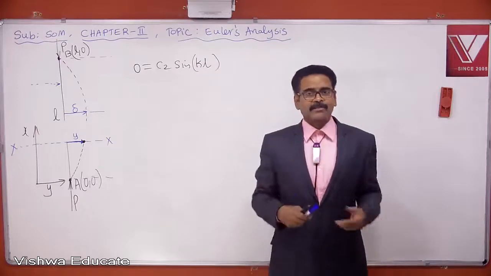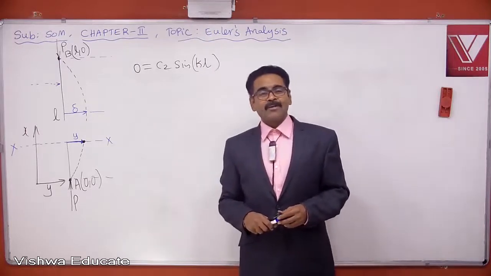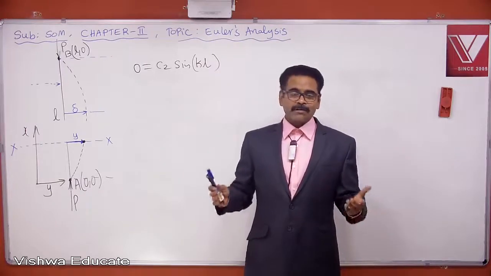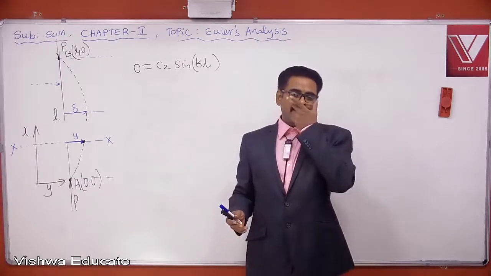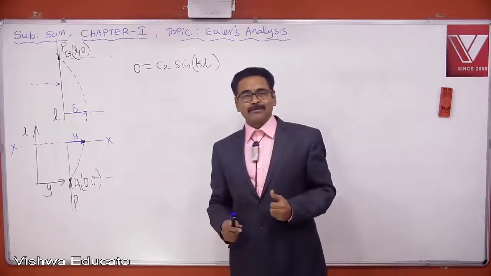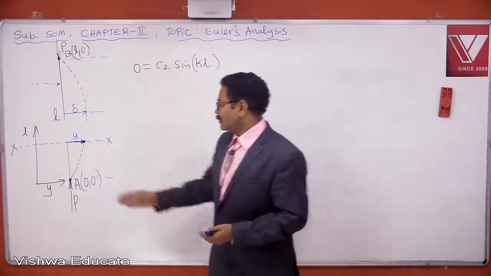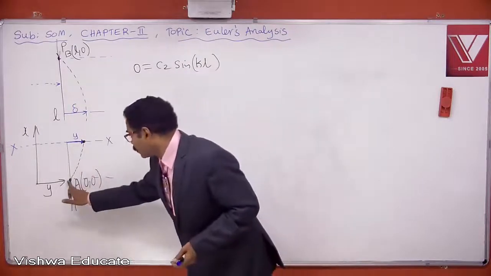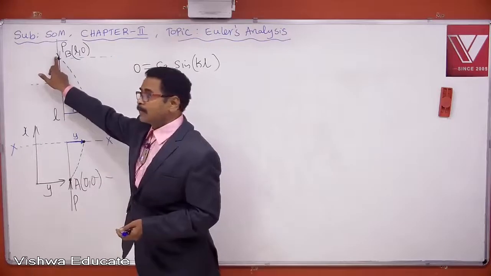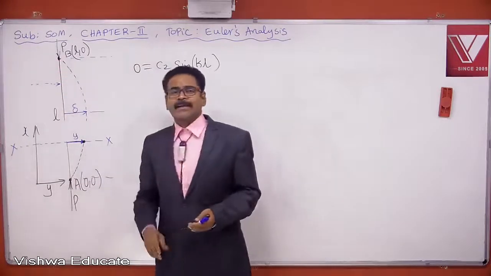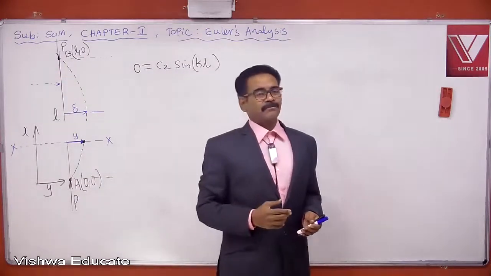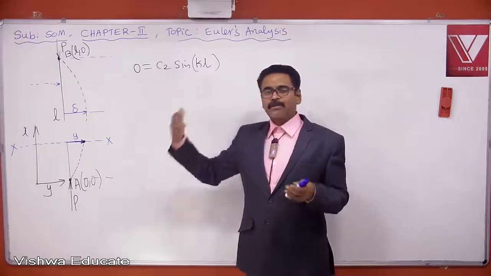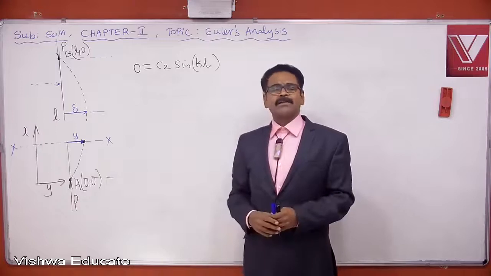If C2 is also 0, there will not be any solution. If C1 is 0 and C2 is 0, for any value of x, y will be 0. Understand? You see here, for any value of x, y is 0. Only here no deflection. All other points are carrying deflection or displacement. So C2 cannot be 0. If C2 is 0, you will not get any solution.